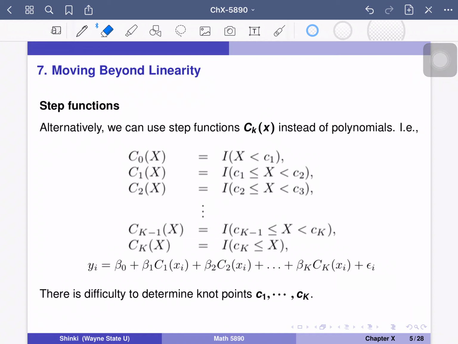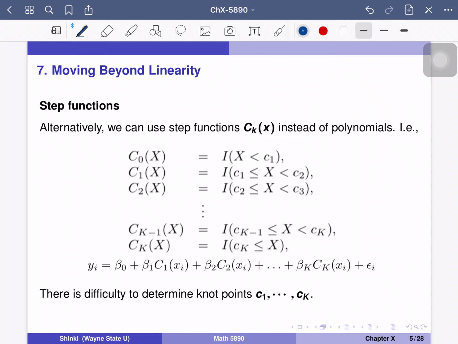Hi everyone. The next topic is step functions. So last time we discussed polynomial regressions to represent more complicated relationships than a straight line relationship between x and y. Alternatively, we can use step functions instead of polynomials.